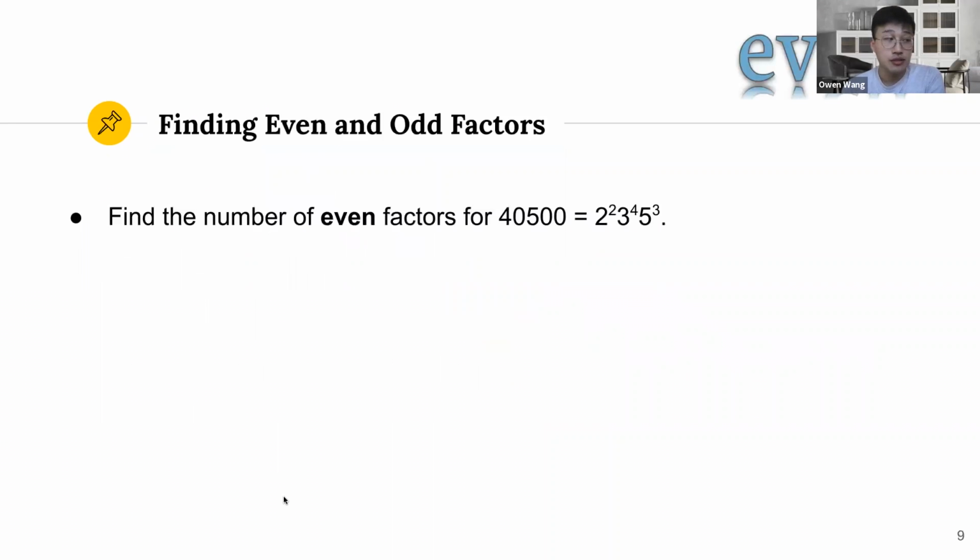Yeah, so this week let's change it up a little. So let's say we have a question that's like find the number of even factors for 40,500. This is a number I picked because it has a really pretty prime factorization. It's 2 squared, or 2 to the 2, 3 to the 4th, and 5 to the 3rd. Right, so next slide.